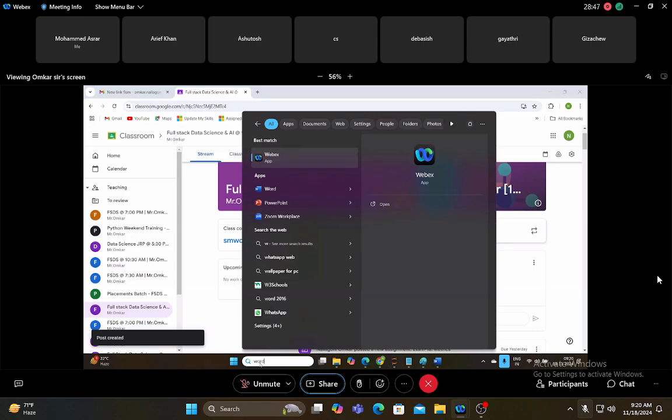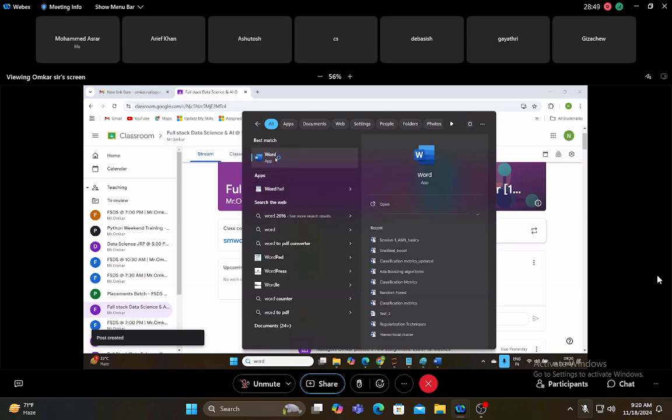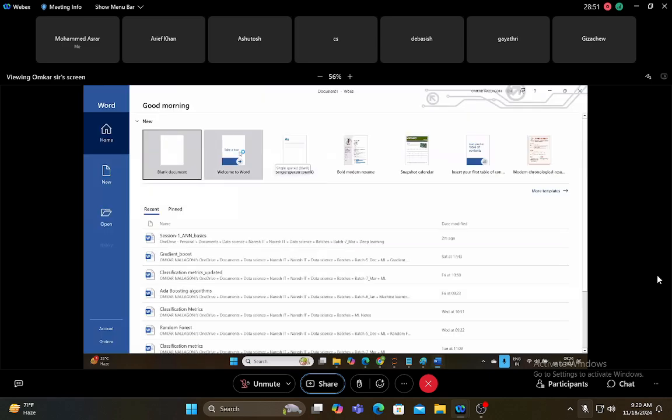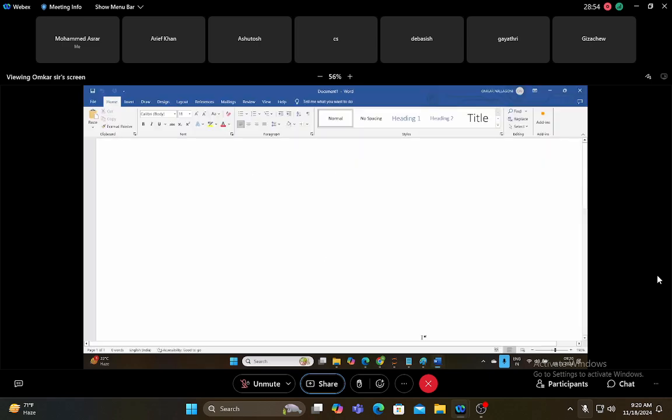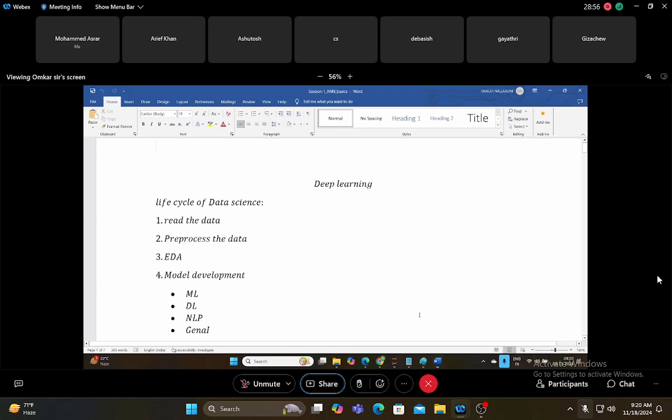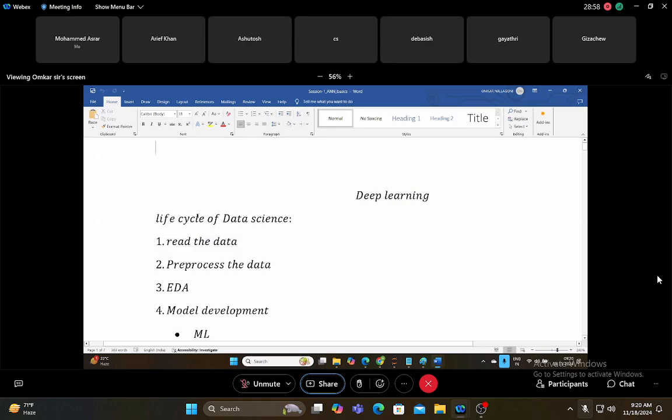Chalo, we'll start the deep learning. One algorithm left, my SVM. We'll continue this week and complete deep learning. We'll focus on that.